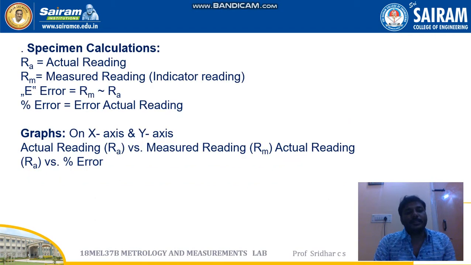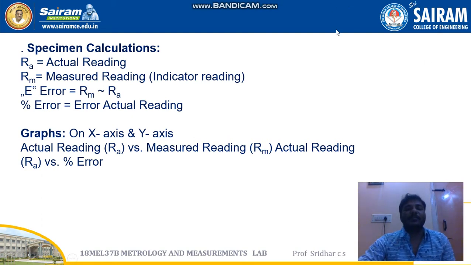Next, we need to do the specimen calculation, where RA is the actual reading, RM is the indicator reading we are going to get, and the error is RM minus RA, which we indicate as a percentage. Next, we need to plot graphs on the x-axis and y-axis: actual reading versus measured reading, and actual reading versus percentage of error, and then we find the calculations.